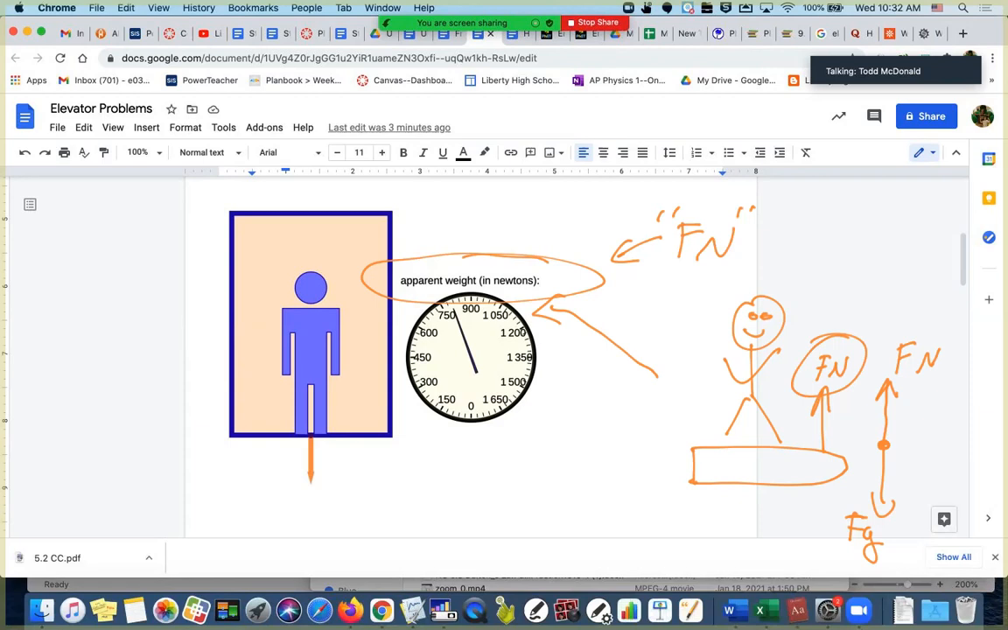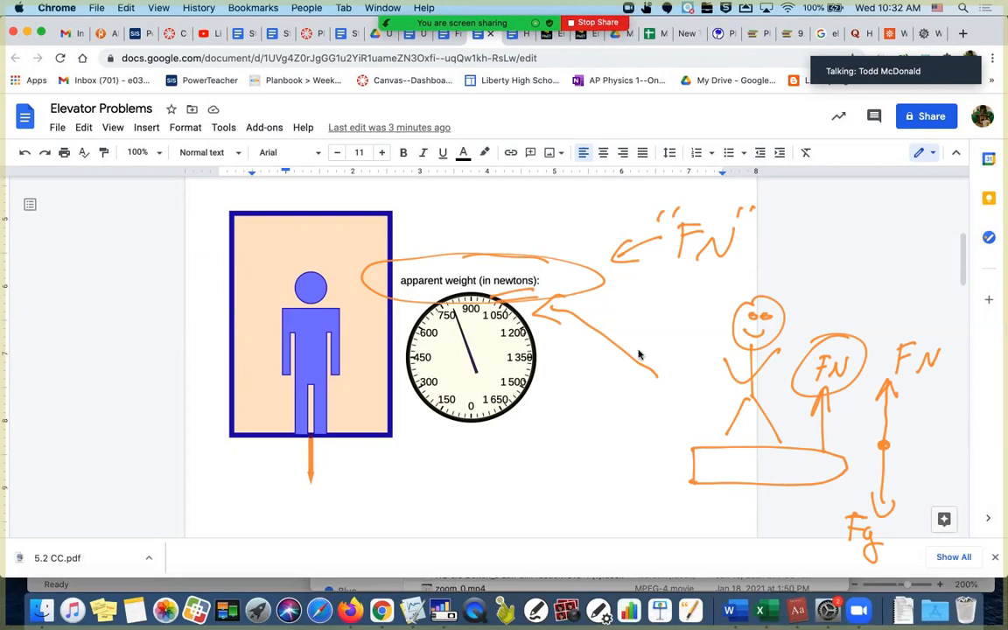Okay, now imagine, and this is where we're going with this, imagine if you were to take a bathroom scale and put it in an elevator, and we were to look at in various different scenarios what the bathroom scale would read. Now, most of the time, you're going to read your bathroom scales in pounds. We are sticking with newtons pretty much in physics. So just be aware of that. This person doesn't really weigh 750, almost 800 pounds. This just has to do with newtons.